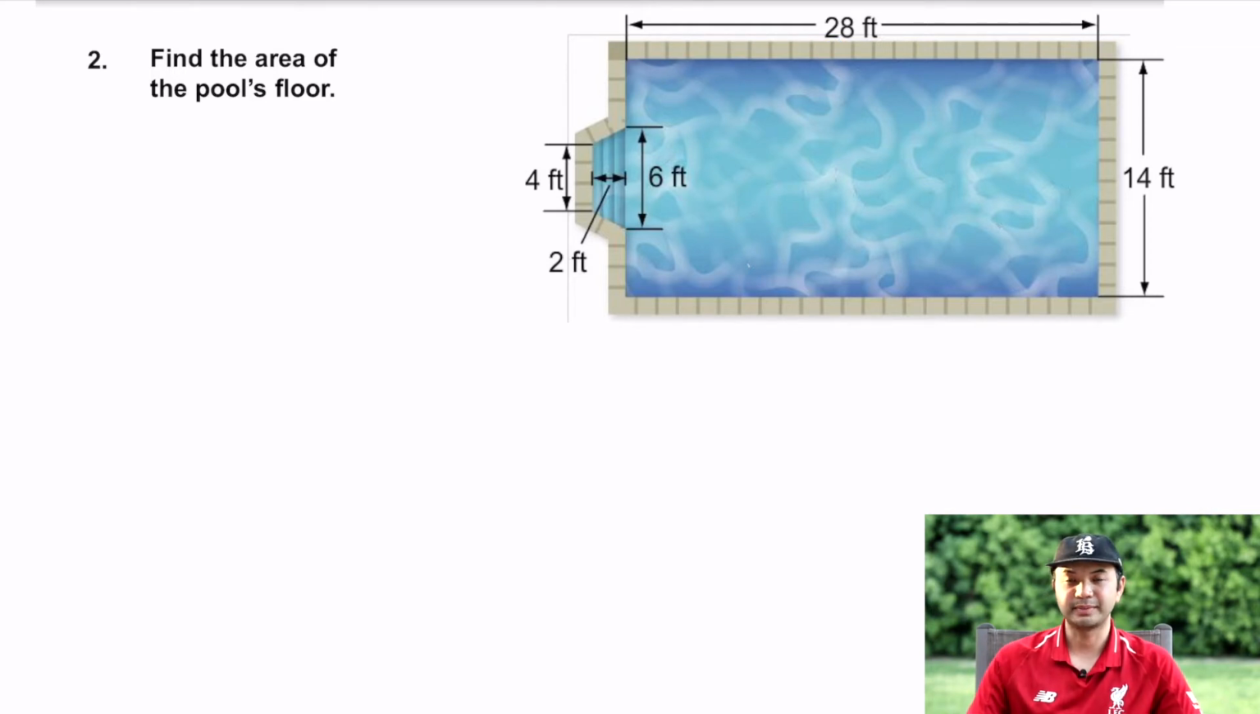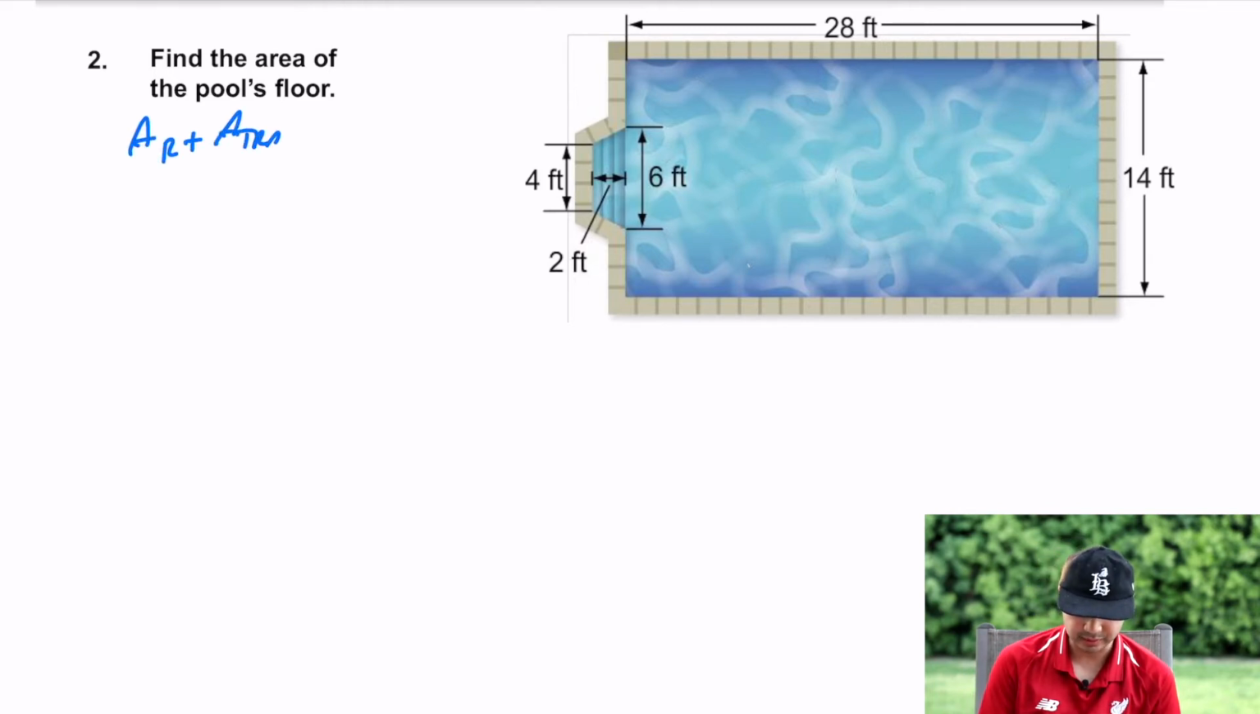So let's split that up into two things. If it was just, say, find the area of the pool without the stairs, that would be super easy, it's just a rectangle. But we have this part right here, and if you didn't know what that was, that is a trapezoid. So let's split it up. I'm gonna have the area of the rectangle plus the area of the trapezoid. So let's do the easy one first.